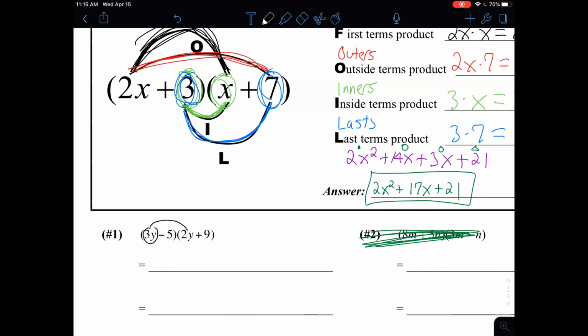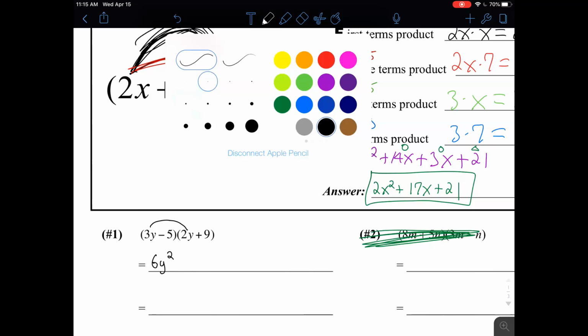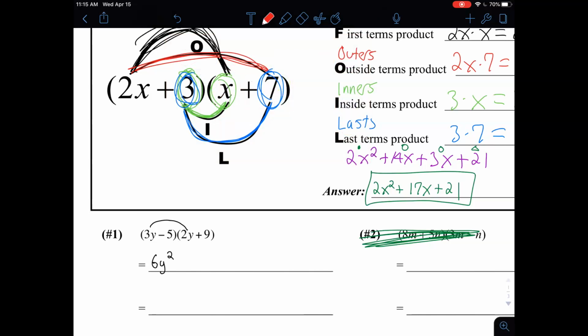So let's see how this one's first position on the left side there. So we're going to do 3y times 2y, which is going to be what? Yep, 6y squared. That was the first position, and they're both first in each of their expressions. Next, we do the outsides. 3y and 9 are on the outside of these two expressions. And then what is 3y times positive 9 going to be? Plus 27y.